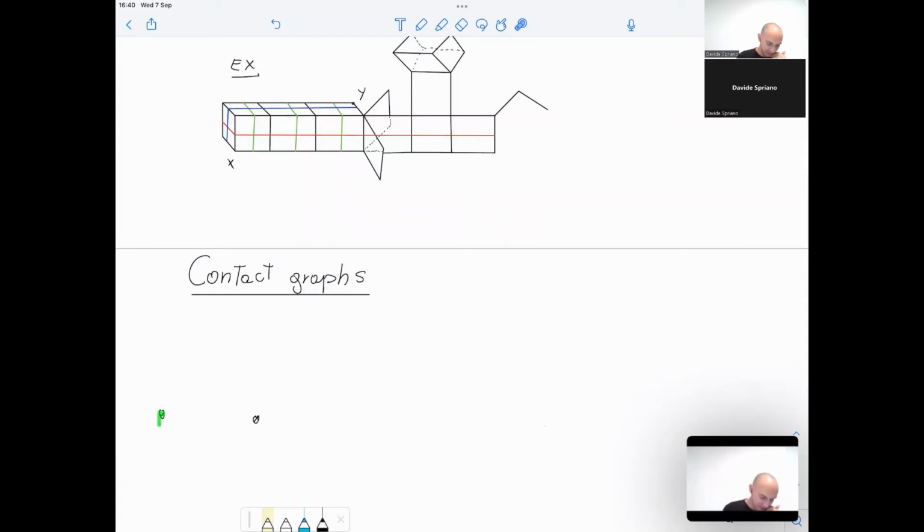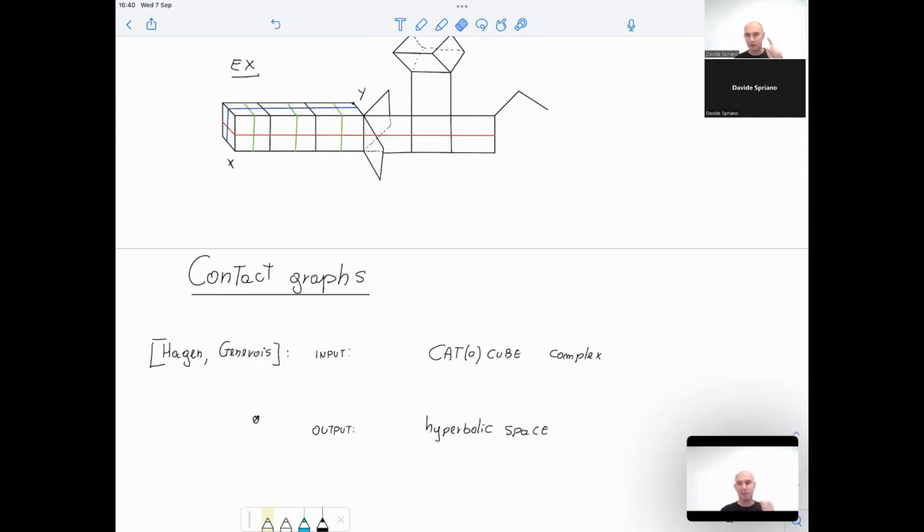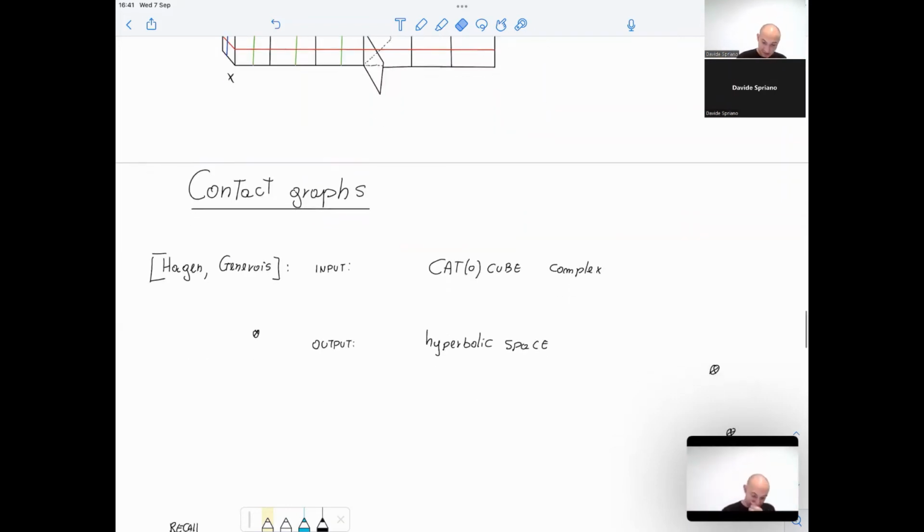The contact graph actually is only one of them, and it was introduced by Hagen, and then Genevois took this construction and realized it could be generalized and made a whole family of contact graphs. This is a procedure where the input is your CAT(0) cube complex, and the output is going to be a hyperbolic space, which is exactly what we were talking about.